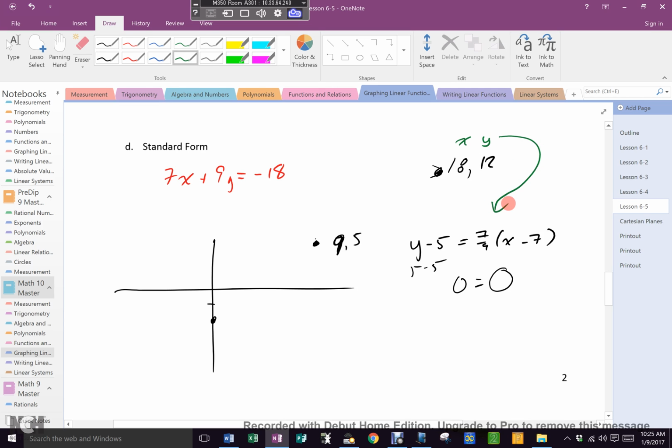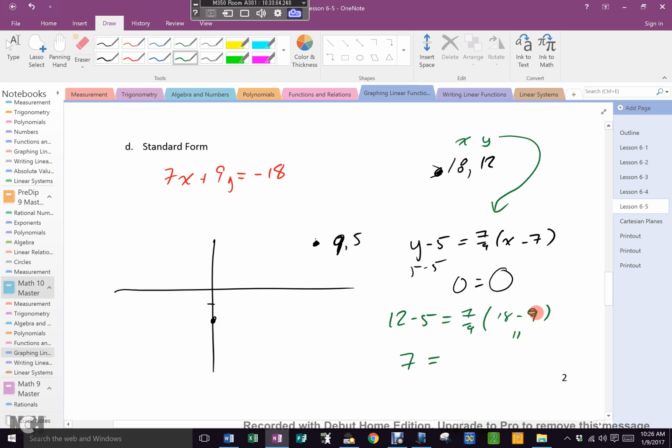Can that go in here? Where would it go? Y minus, not Y, 12 minus 5 equals 7/9. 18 minus, it should have been, but it doesn't matter because I'm just trying to show you that the points will always substitute in. What's 12 minus 5? 7. What's 18 minus 7?